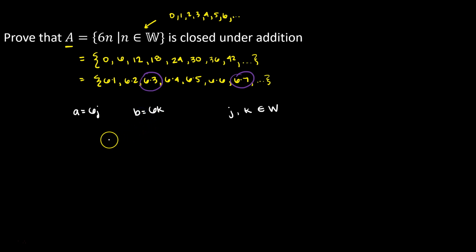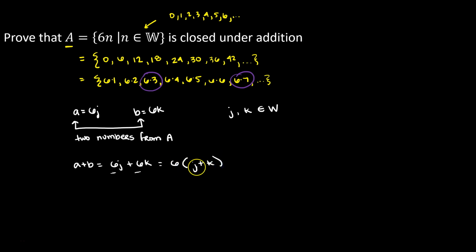Then what we want to show is that if we add the two numbers that we took from the set, we will get a number that belongs to the set. So A plus B would look like 6j plus 6k. And we're going to use the distributive property to reverse distribute the 6, so that we have 6 times j plus k. Now we know that j plus k, two whole numbers, when they're added together, are equal to another whole number, which means the form that we have looks like 6 times a whole number.